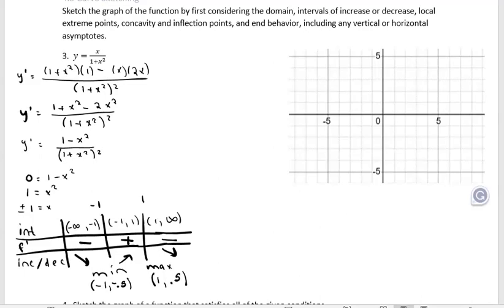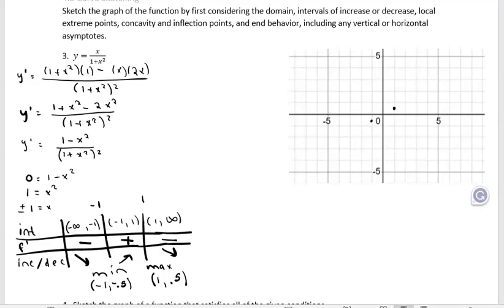All right, let's put those on our graph. At least it's something that we can start with. So -1, -1/2, it's right there. And then we have 1 and +1/2. It's right there. All right, we got that part. So now we need our second derivative.